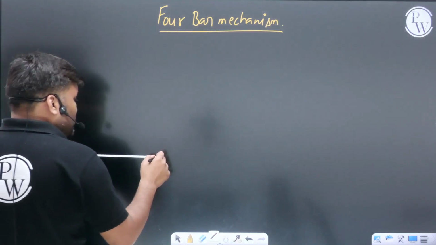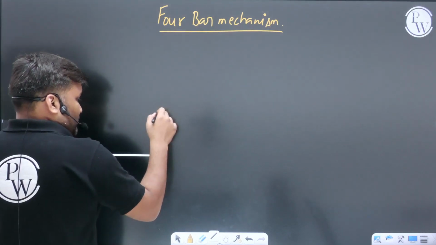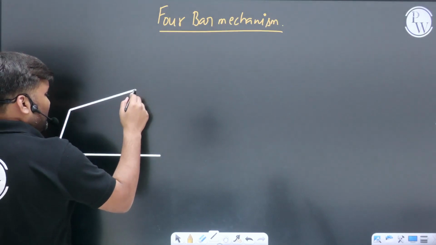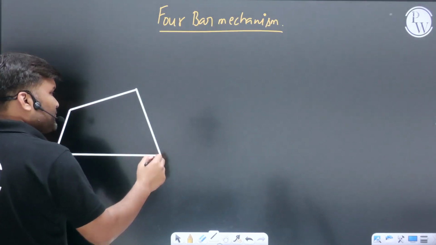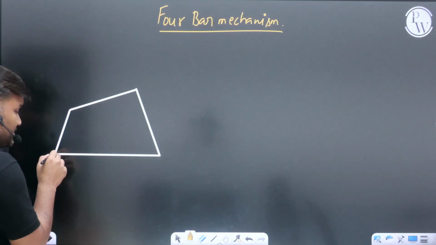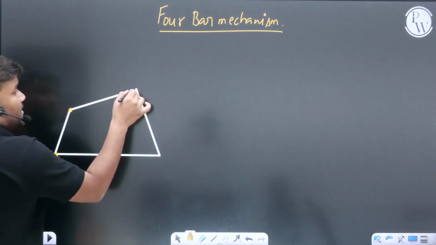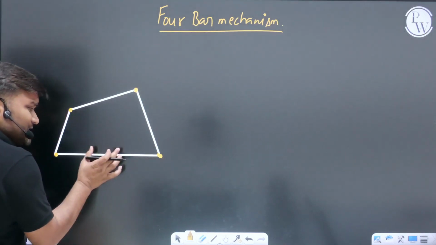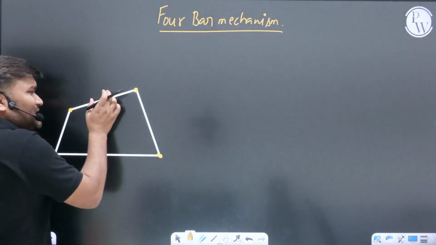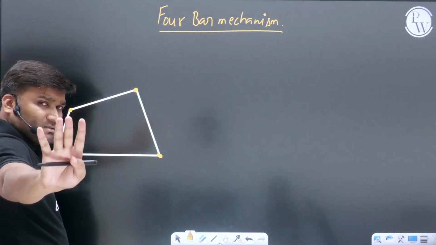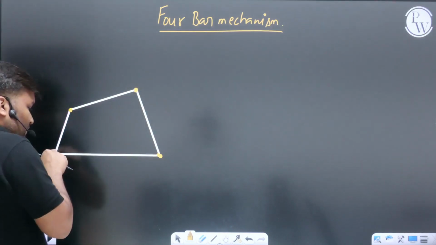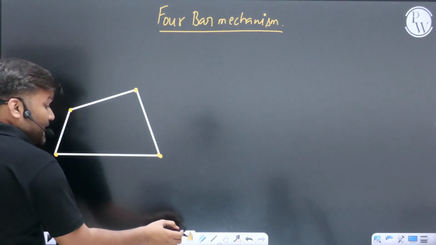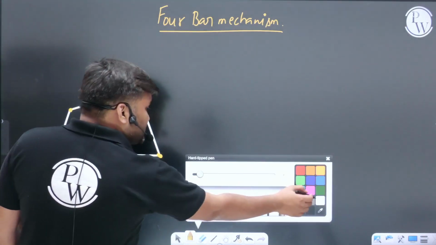Very careful. Suppose 4-bar mechanism means you are going to have 4 links, sir. These are my 4 links, and all these 4 links I have connected with the help of turning pair. This is the pin joint, this is also pin joint, this is also pin joint. How many links you have? This is link number 1, this is link number 2, this is link number 3, and this is link number 4. There are total 4 links. Count kar liye, 4 links, 1 2 3 4, 4 turning pair. 4-bar mechanism.